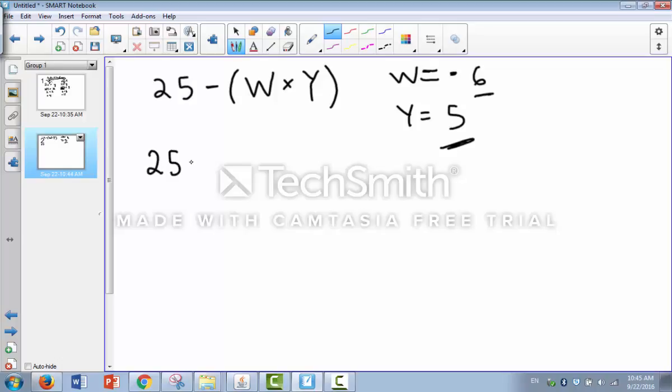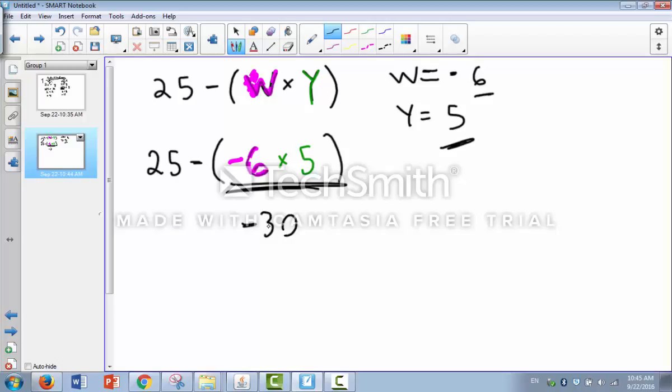Going to rewrite the question. And instead of w, oops, I meant to highlight it. Instead of w, we're going to put -6. Wow, I didn't mean for that to happen. So w turns into -6, and our y here turns into 5. We do that first because multiplication comes before subtraction, and brackets you have to do first. So this is -30.